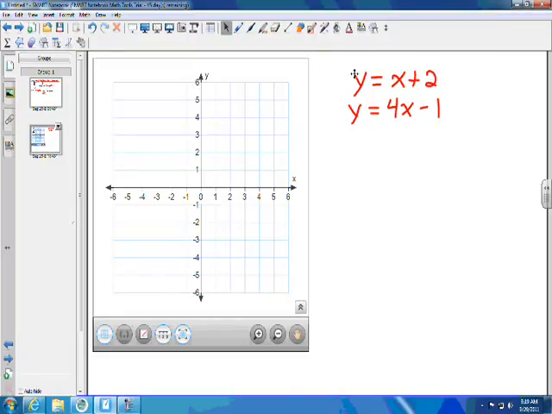Once the two lines are graphed, you have these little boxes that pop up at the bottom. You want the POI, point of intersection. So if you've already pushed buttons and those boxes were gone, just hit graph again and they should turn back up.